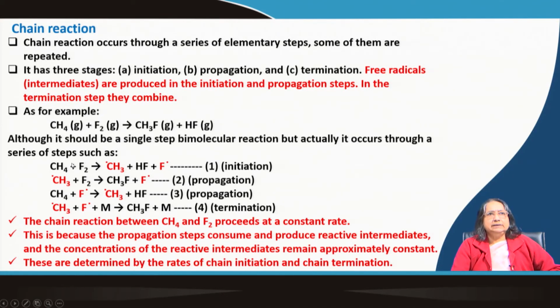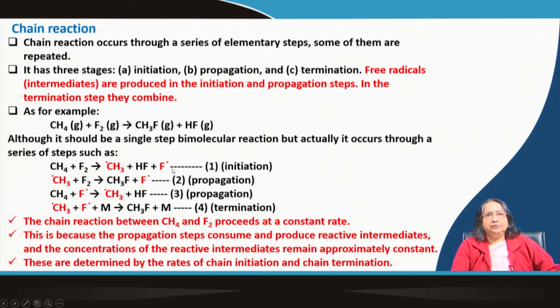Such as CH4 plus F2. This is the first step, which is called initiation. In the initiation step, you can see that a methyl radical is generated and another radical, fluorine dot, is generated. How are the radicals written? With a dot, that means a free radical, that means it has an unpaired electron. These free radicals are very reactive and they can react with something else again to form another free radical.